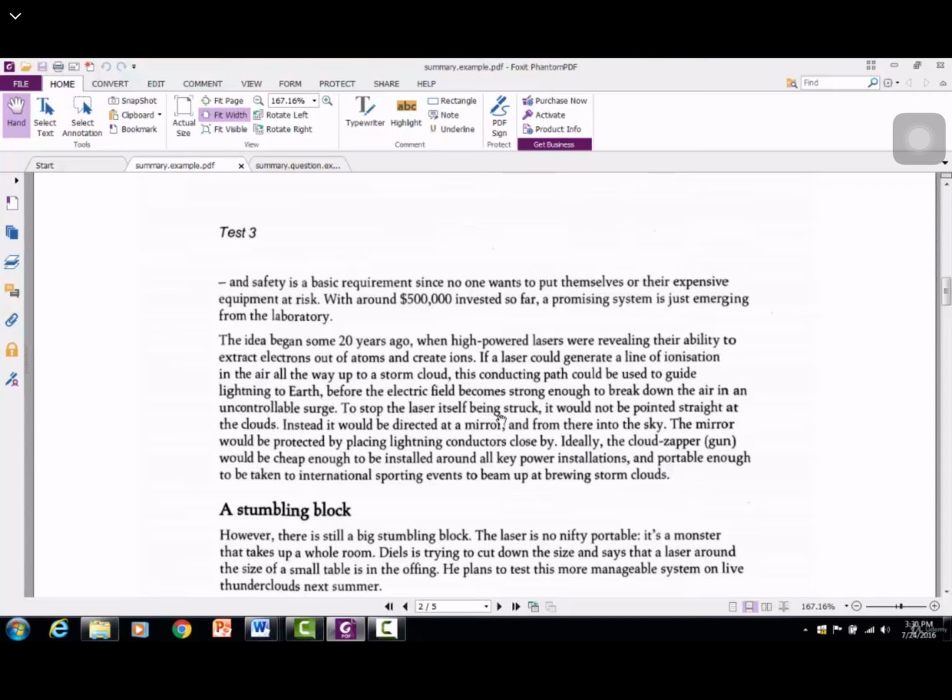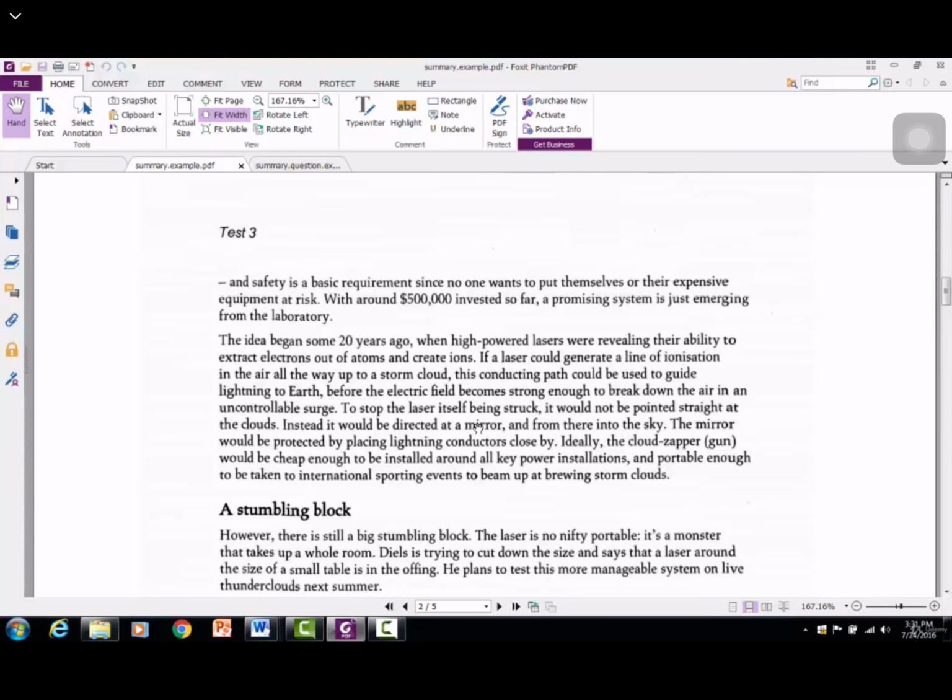To stop the laser itself being struck, it would not be pointed straight at the clouds. Instead, it would be directed at a mirror and from there into the sky. So first it's going to be directed at a mirror and from there into the sky.